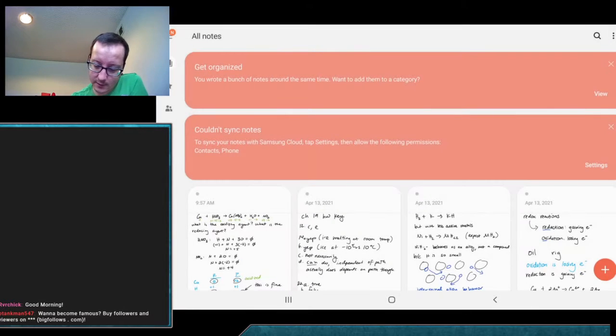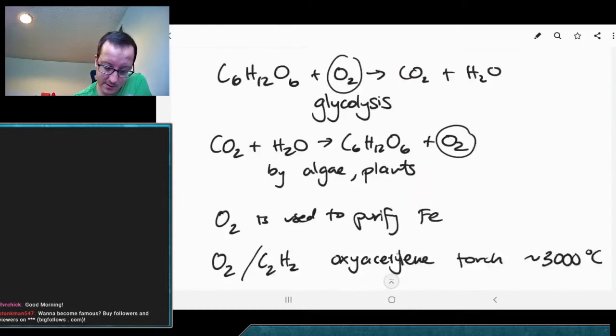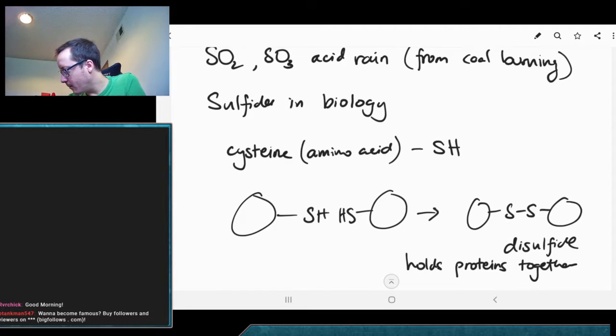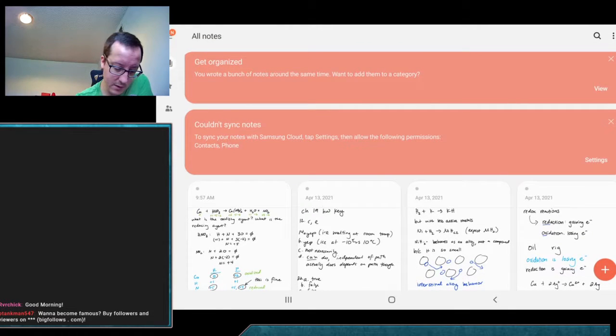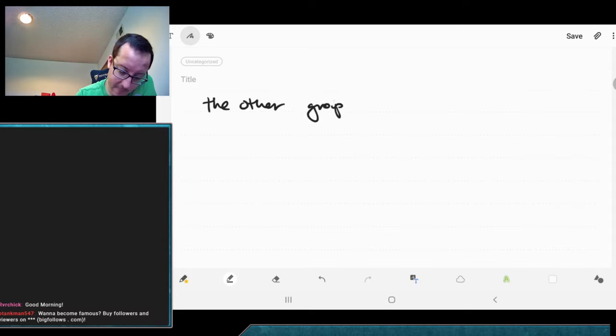So let's see where we left off last time. I know we were talking about sulfur, but we're talking about disulfides. Let's see, is there anything else? No, I think that's pretty much it for the sulfides. So sulfur is done with. We have a few other group 6 elements.